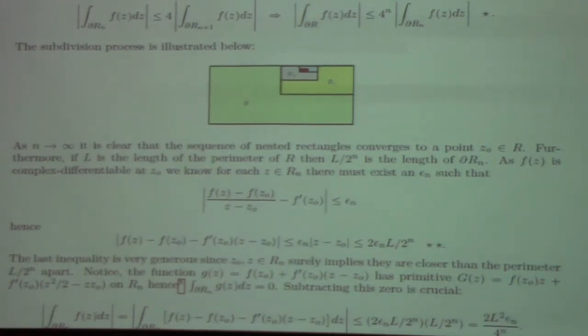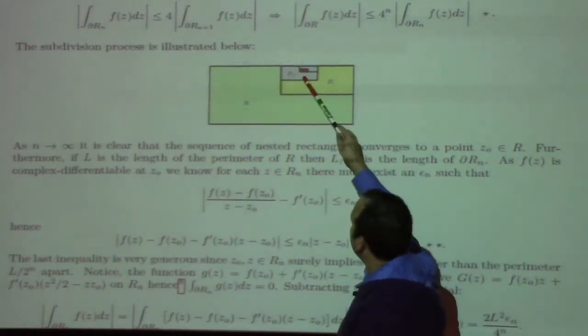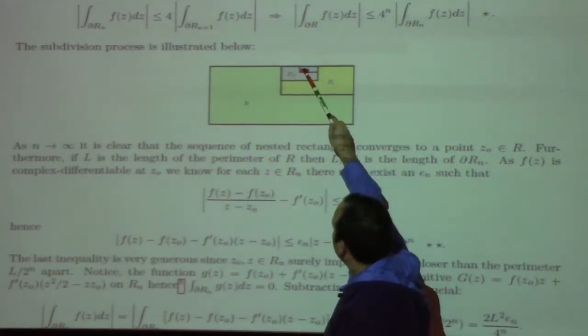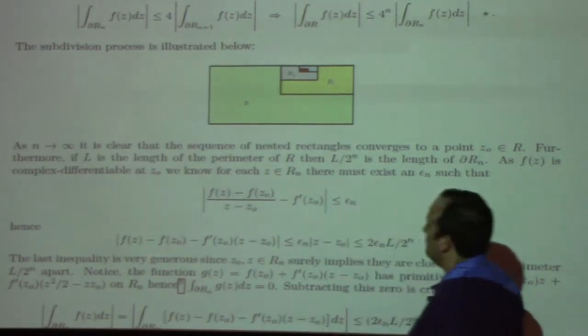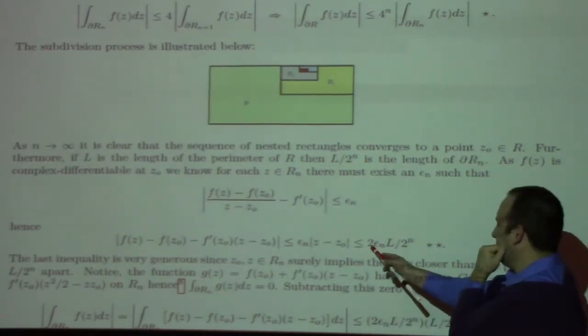The difference between z and z naught, z naught, I guess, is that point, right? Let's see here. That's just a statement about the distance between z and the center point. Try to see here. I'm not sure where the 2 is coming from here. Do you guys know?